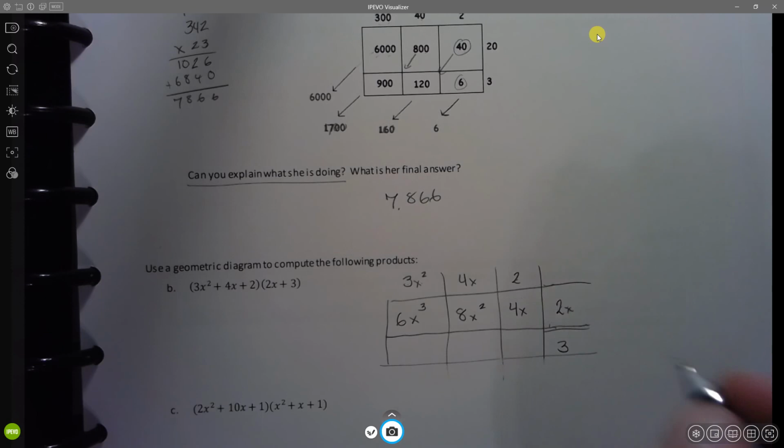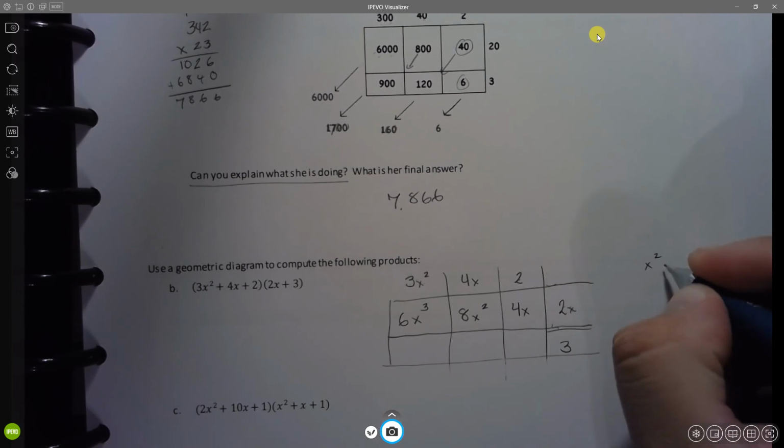How do you do that, Mr. Hale? Well, think about it. This is x squared times x. We don't see a value here on this x, do we? But we understand that there's a 1 there.